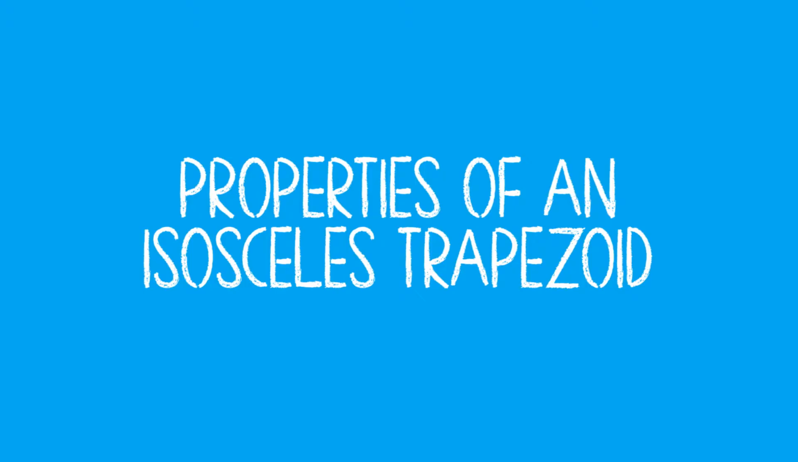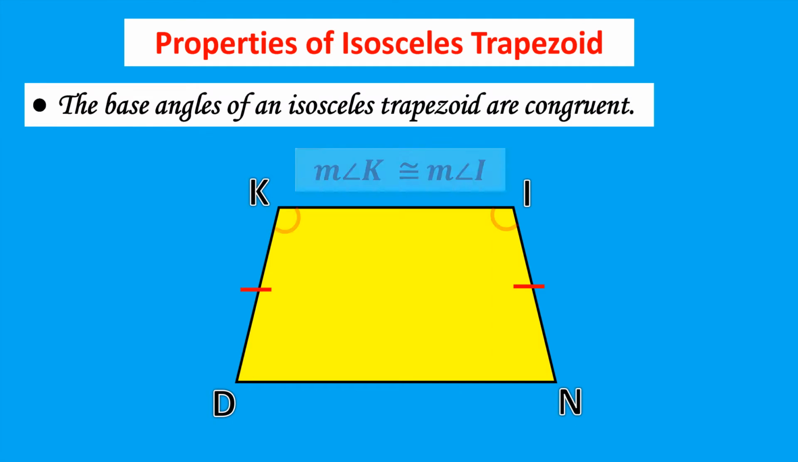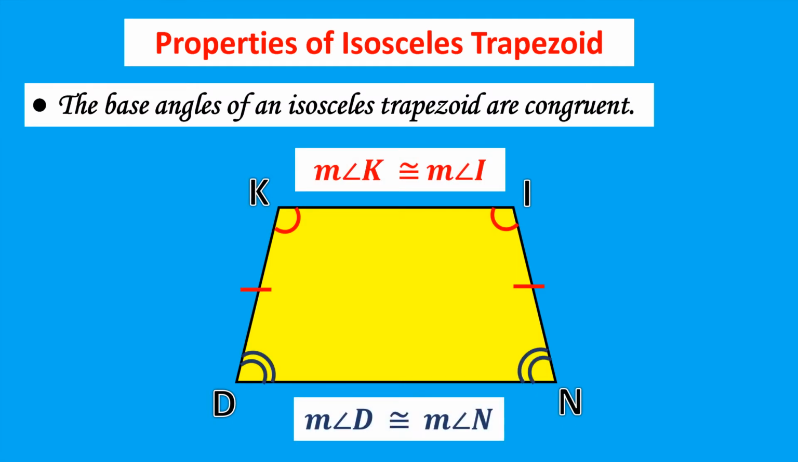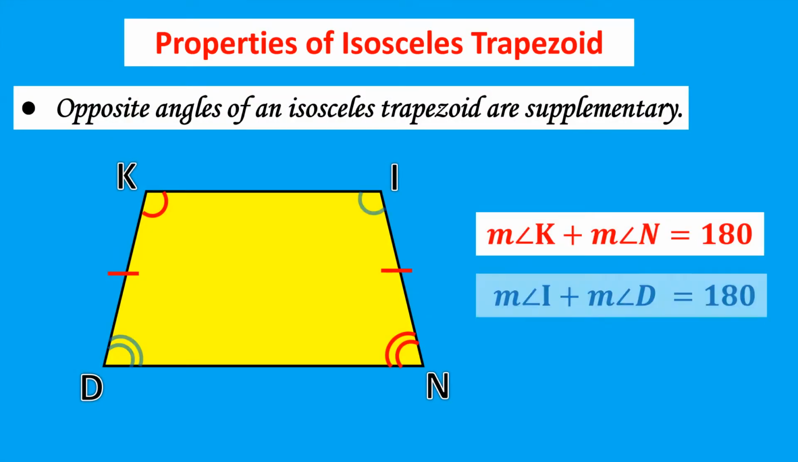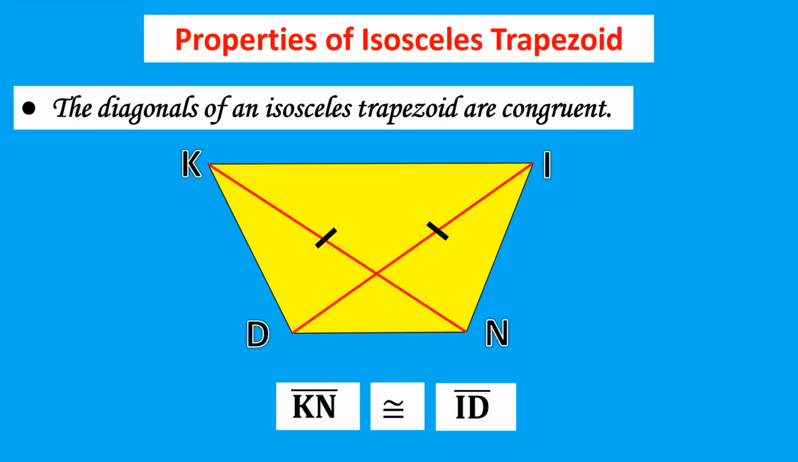Let us now discuss the properties of isosceles trapezoid. The base angles of an isosceles trapezoid are congruent. Opposite angles of an isosceles trapezoid are supplementary. Diagonals of an isosceles trapezoid are congruent.